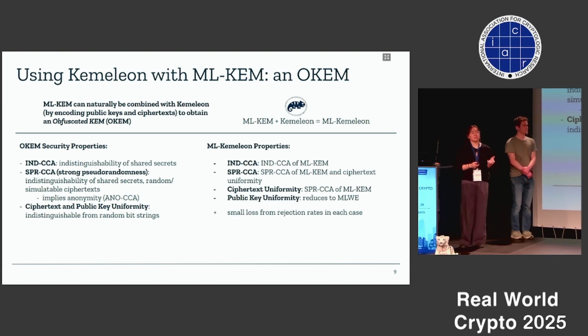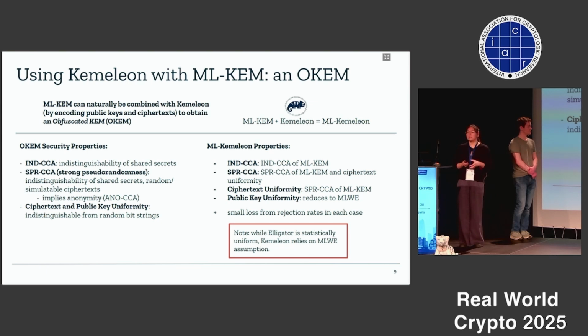So our MLKEM instantiation of this OKEM satisfies all of these security properties, where each of these reduce to either a property of the underlying KEM or a module LWE assumption, with some small loss from the rejection rates in each case. So here, notably, these ciphertext and public key uniformity properties rely on a computational assumption, module LWE, whereas with Elligator, these were statistically uniform.